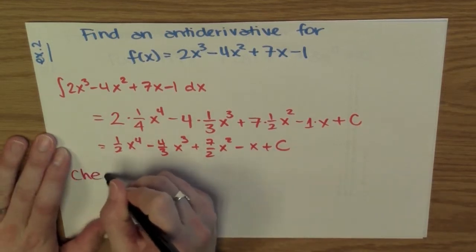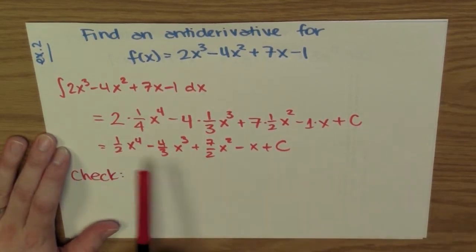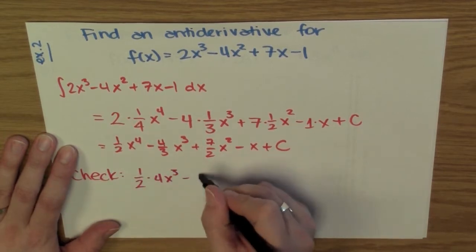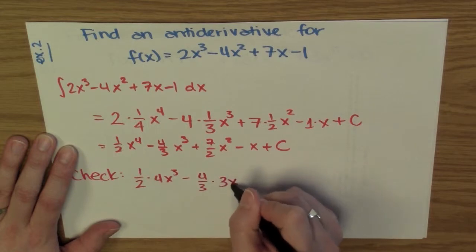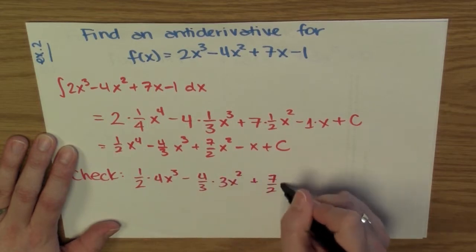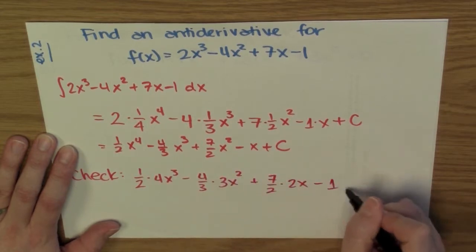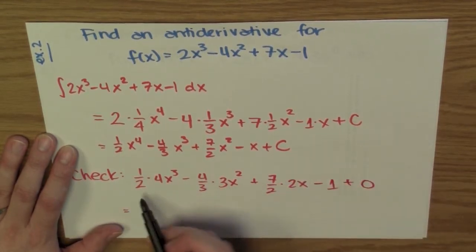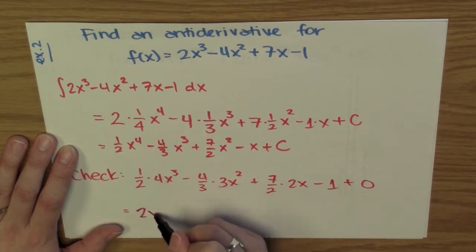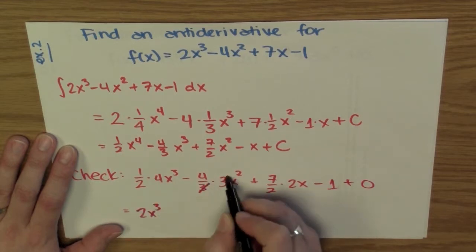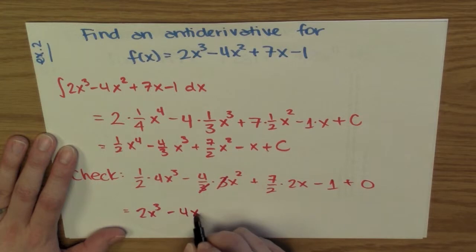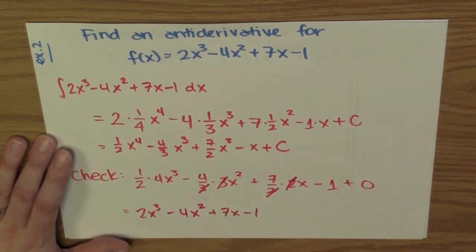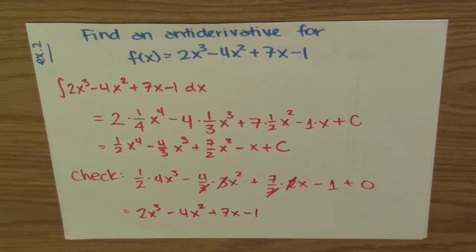As usual, I would like to check my work by differentiating. So I have 1/2 times 4x cubed minus 4/3 times 3x squared plus 7/2 times 2x minus 1 plus 0, of course, from the constant. And working out this, 4 times 1/2 is 2x cubed. 4/3 times 3, the 3's cancel, minus 4x squared. These 2's cancel, plus 7x minus 1, and that is indeed the function that we started with.